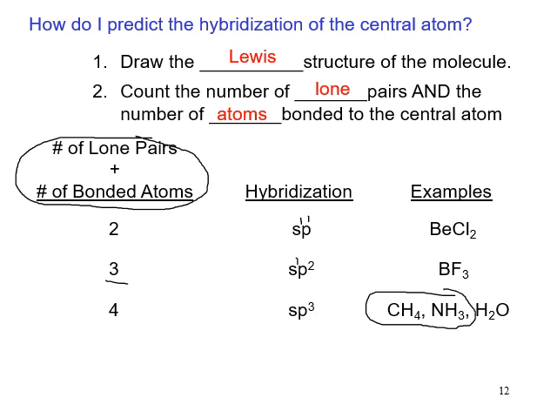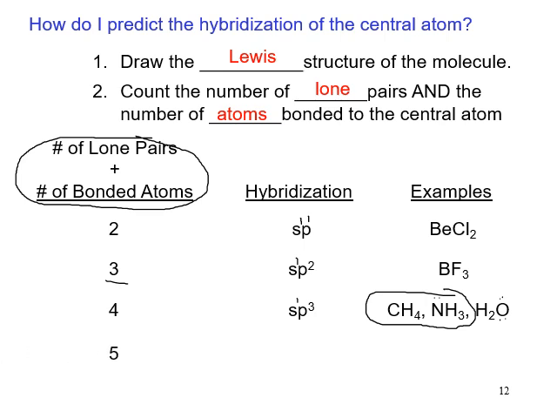And then water also, remember, has 2 lone pairs on the oxygen. So the oxygen has 4 things around it and needs 3 orbitals. So it's sp3. The nitrogen has 4 things around it and needs 3 orbitals. And the carbon here in methane has 4 things around it and needs 4 orbitals.